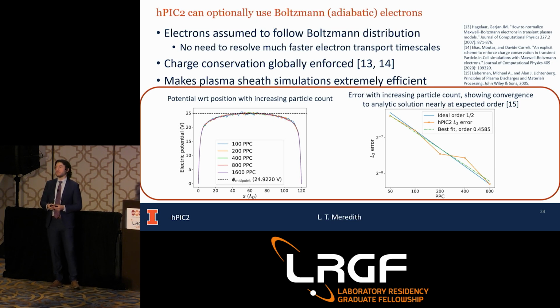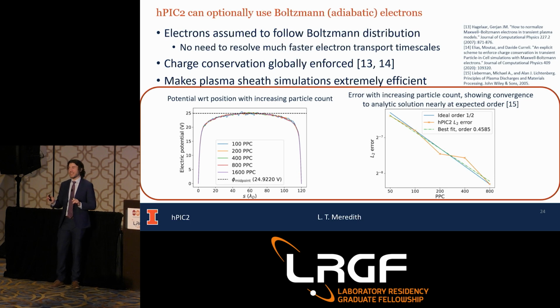And so this is really useful for plasma sheath simulations, and I am showing that in a verification study that I did here with a simple hydrogen plasma sheath, where as I increase the number of macroparticles that I'm using to model the plasma, we converge to an analytic solution for the electric potential here at order 1/2, which is as expected. So that shows that HPIC2 is doing what we want and giving us the right answer.